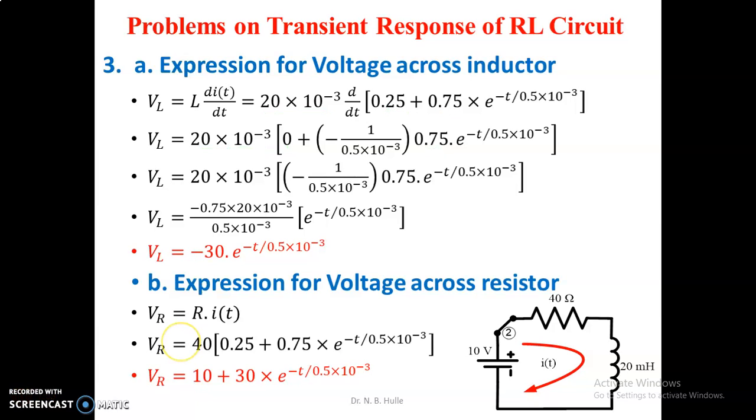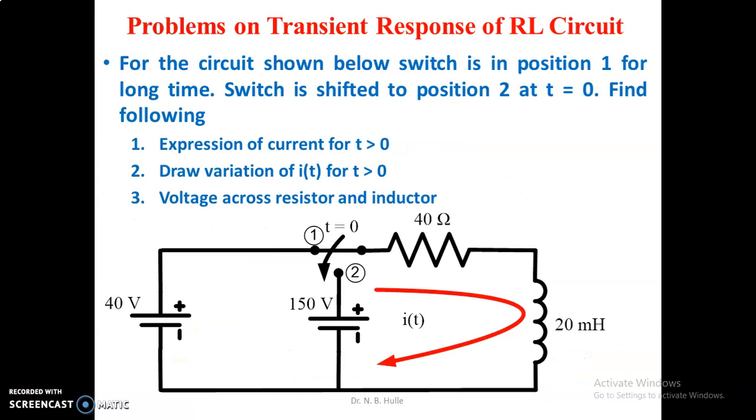Now I will consider a similar problem, but with higher voltage after switching. This is the next problem. In this case, we are interested in calculating the expression for the current for t greater than 0, the variation of I of t for t greater than 0, and the voltage across the resistor and the voltage across the inductor for this given circuit. What is the difference? The difference is that the applied voltage before switching is 40 and the applied voltage after switching is 150 volt.